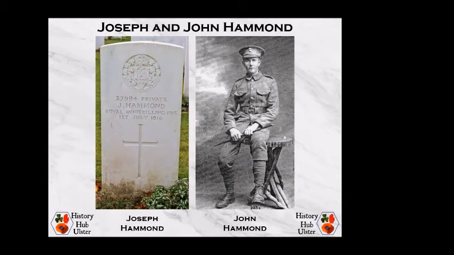John Hammond was born on 27th August 1894 in Desert Martin and enlisted at Enniskillen in August 1915. He was serving with the 10th Battalion when he was killed in action at the age of 21. He has no known grave and is commemorated on the Thiepval Memorial in France.